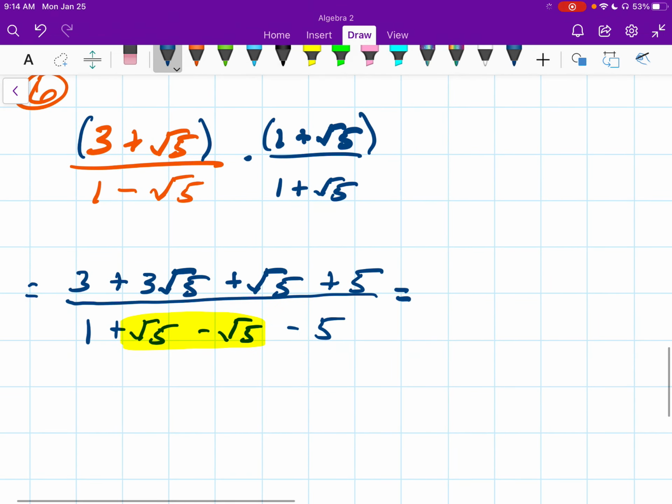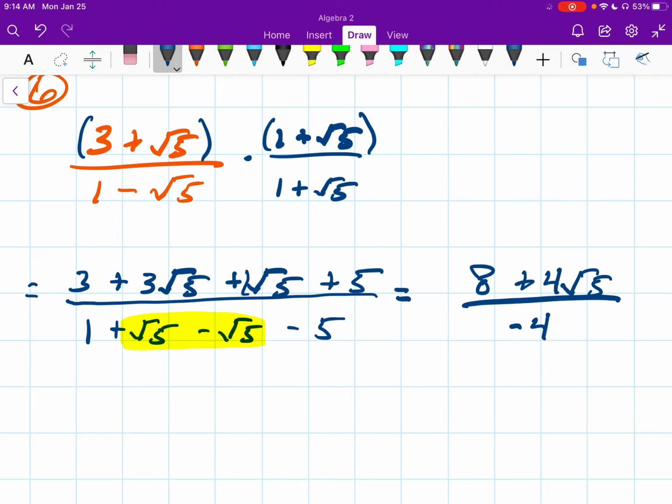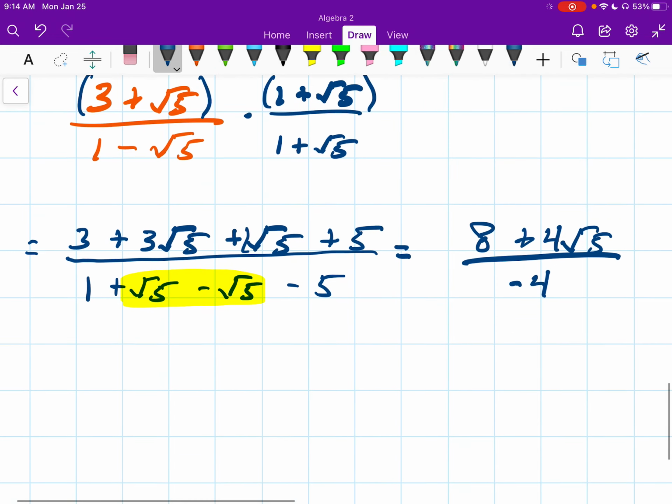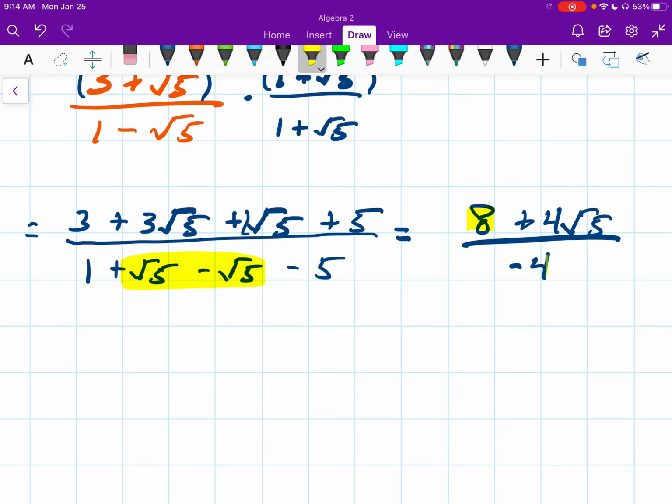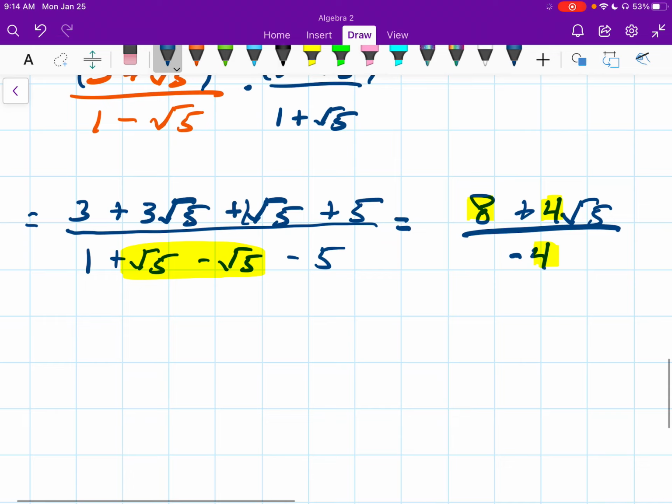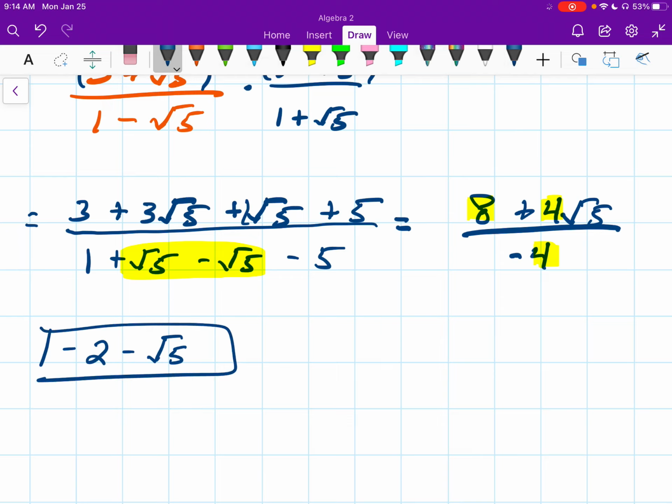So now simplifying, my numerator, my 5 and my 3 will go together: 8. And then my 3 root 5 and my 1 root 5 gives me a 4 root 5. Now my denominator combines together to be 1 minus 5, which is negative 4. So we can leave it like that. Actually, we can do even more. We see that the 8 and the 4 can cancel out, and the 4 and the 4 can cancel out. 8 divided by negative 4 will be negative 2. 4 divided by negative 4 will be negative 1. So that's our answer there.